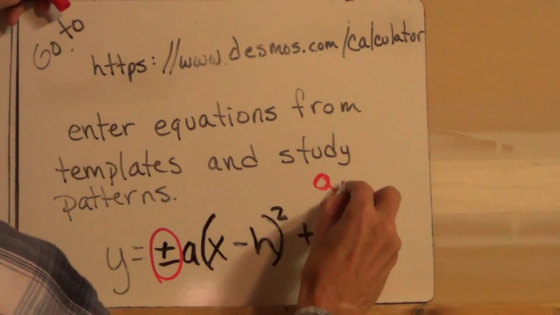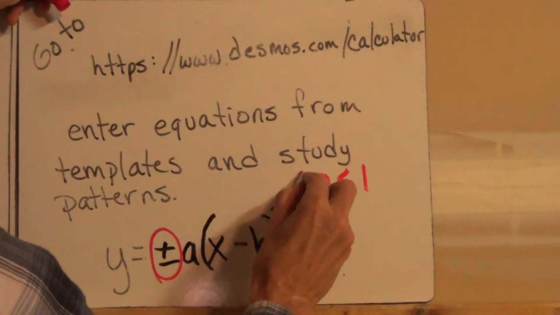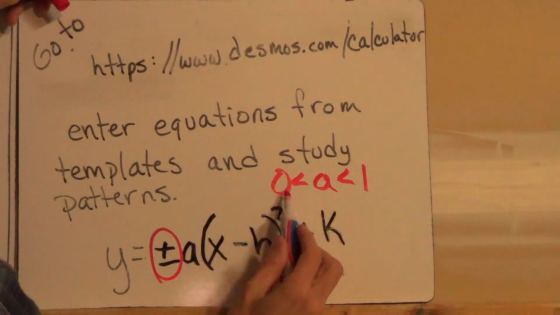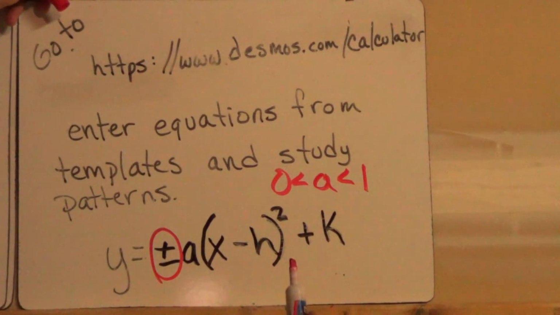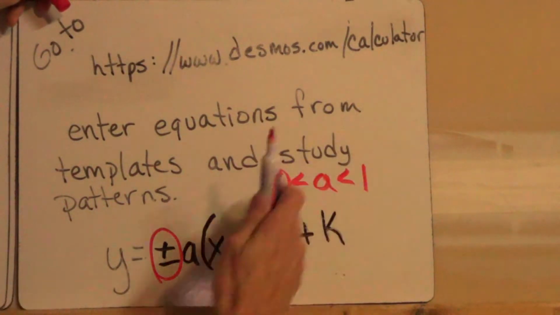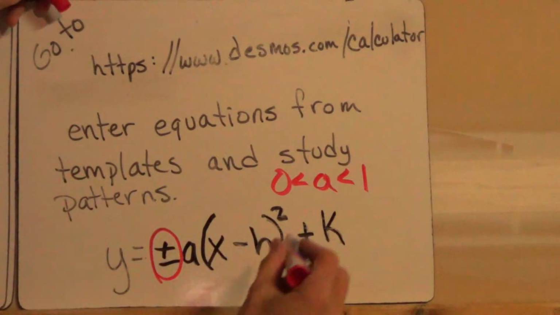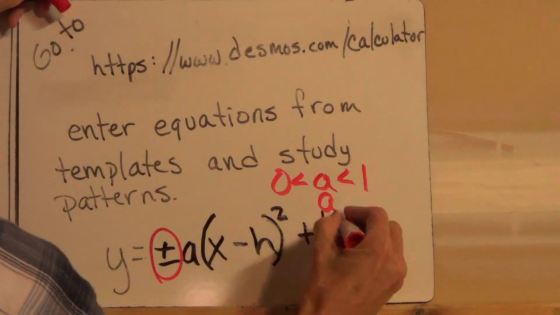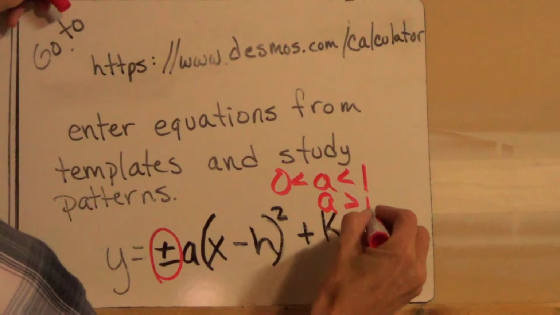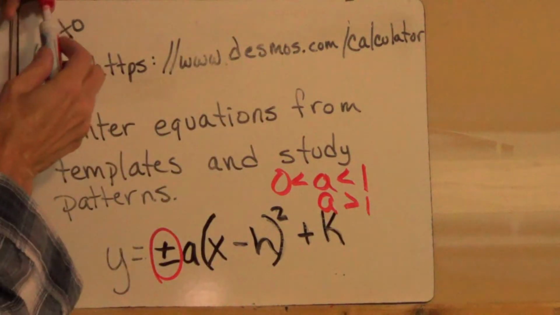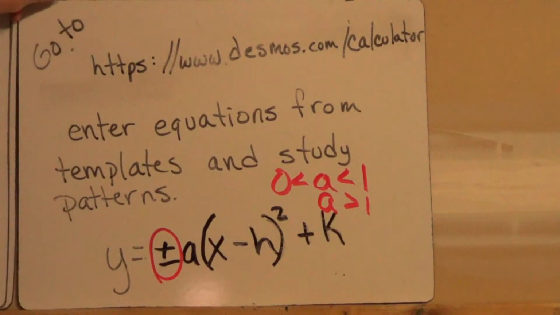If A is a fraction between 0 and 1, can't be equal to 0, can't be equal to 1, because at 1 it would be the parent function. So if it's a fraction within that range, tell me what it does, and then also look at values when A is greater than 1. Feel free to play with this calculator a little bit. It's great for you guys, because then you can really see what's happening.